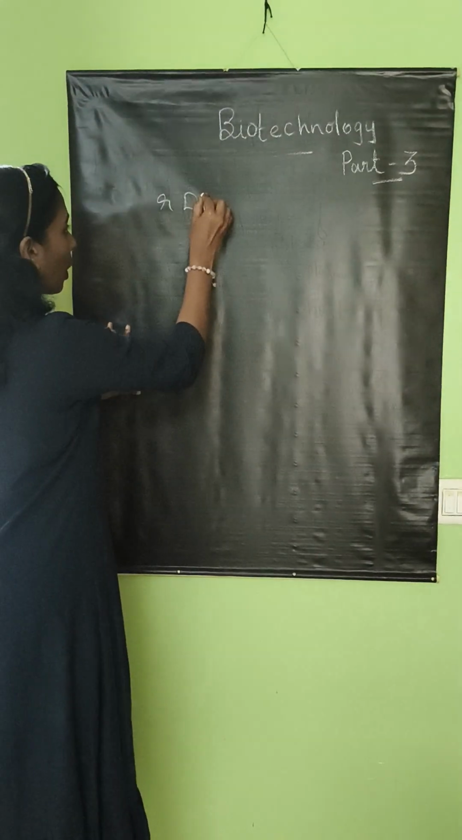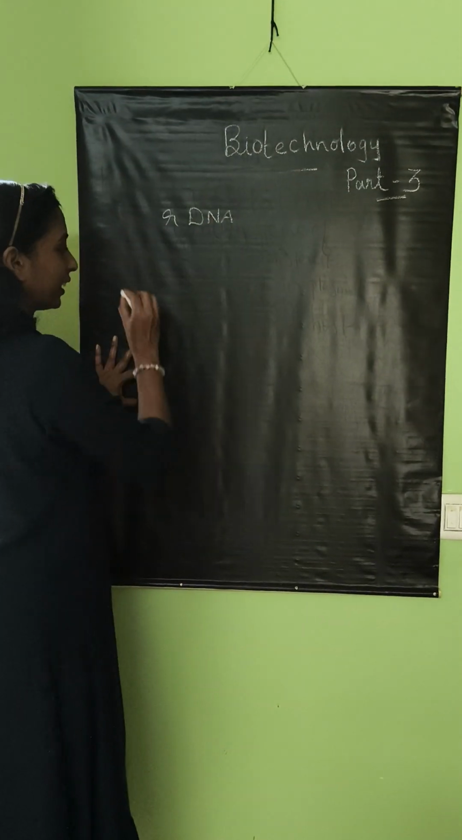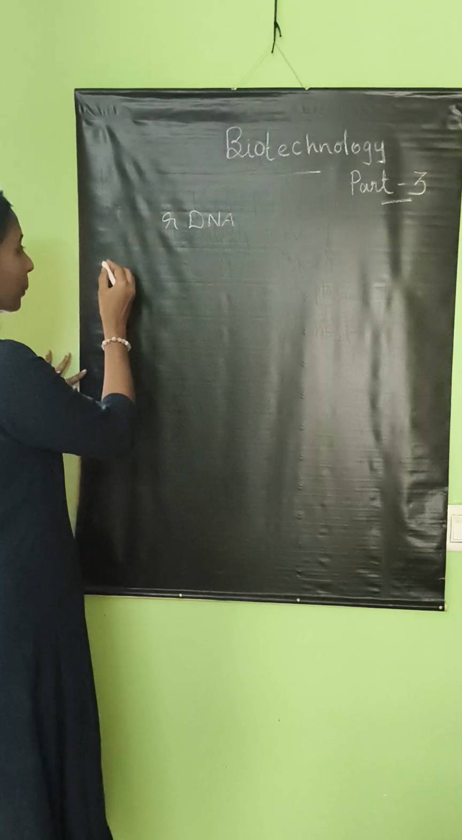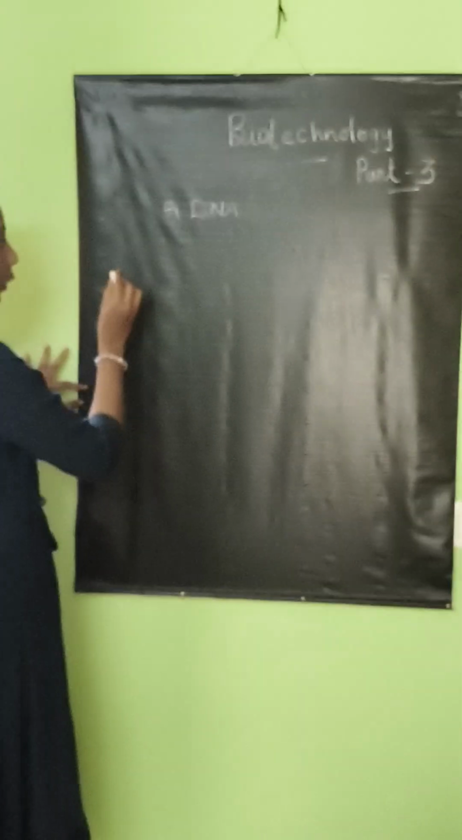Students, in the last part we have studied how Cohen and Boyer developed their first artificial recombinant DNA. Actually, what's the process of making recombinant DNA? Here you can understand the word recombinant DNA. It is rDNA. Let us see the process of biotechnology. There are three steps of the process of biotechnology.